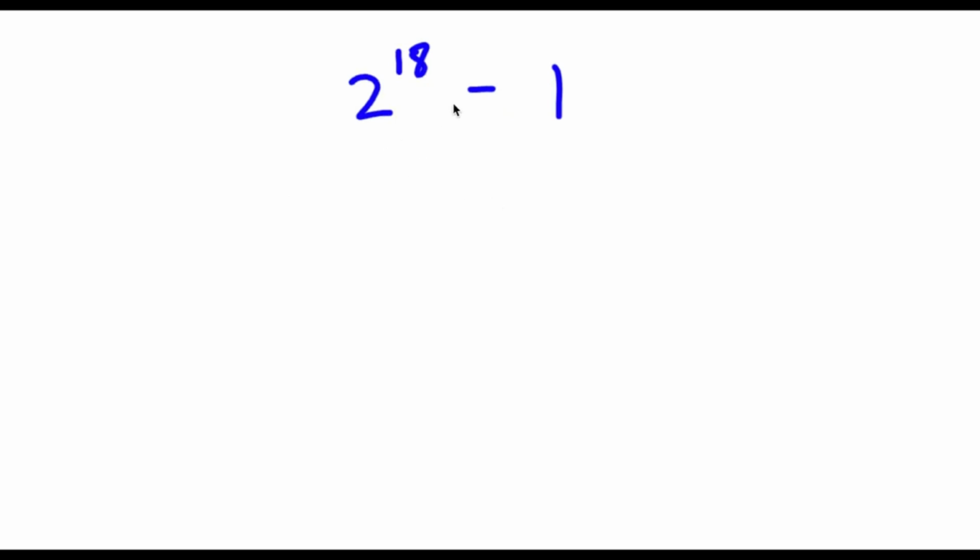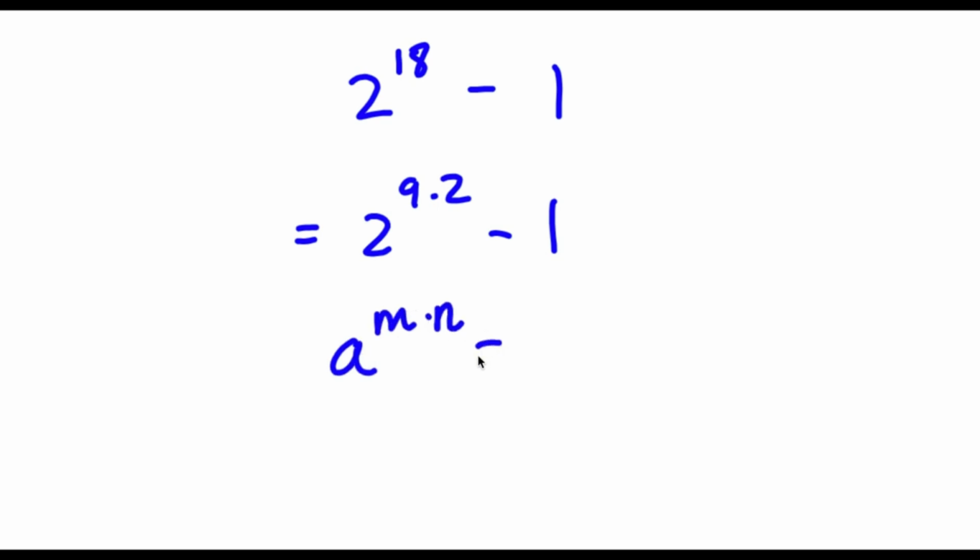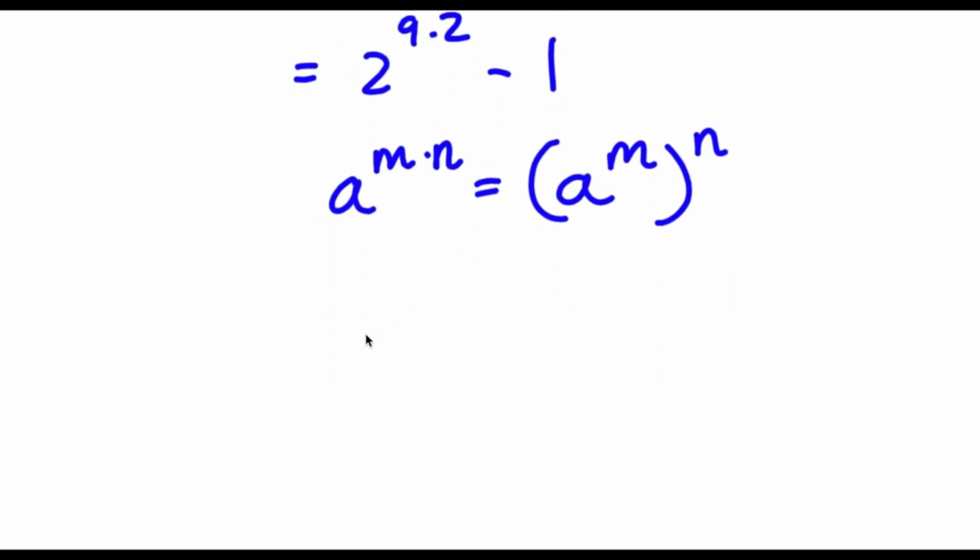Alright, so I have 2 to the power of 18 minus 1. So now I'm first going to rewrite 2 to the power of 18 as 2 to the power of 9 times 2. So now I have 2 to the power of 9 times 2 minus 1. Now, if I have something in the form a to the power of m times n, this is equal to a to the power of m to the power of n. So 2 to the power of 9 times 2, I'm going to be rewriting this as 2 to the power of 9 to the power of 2 minus 1.